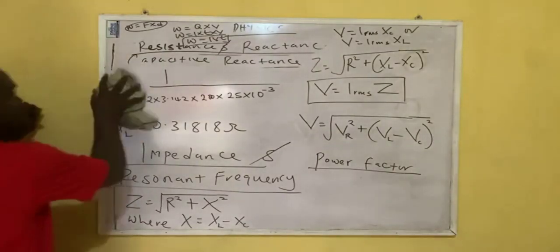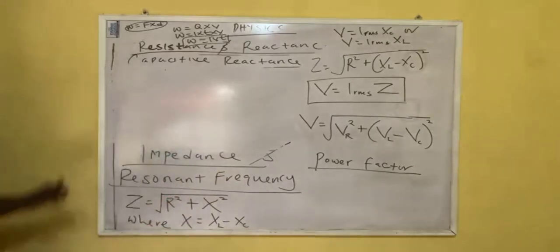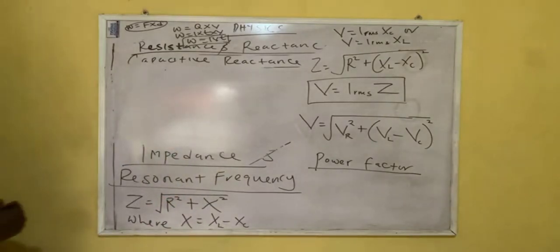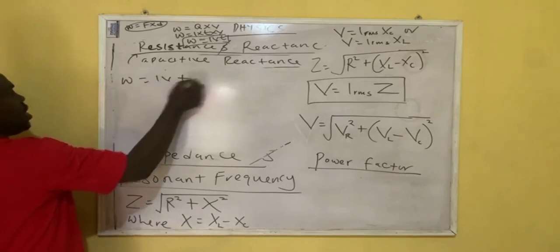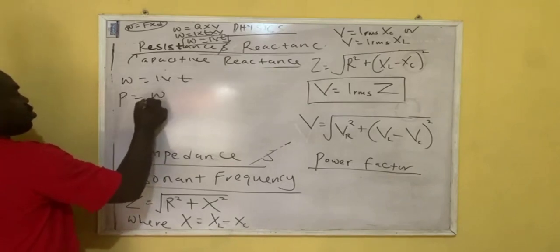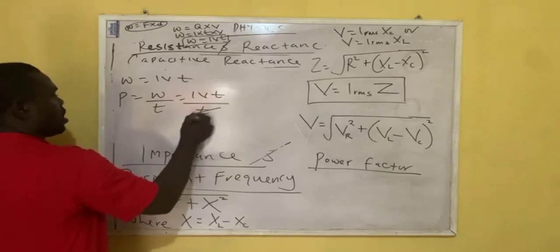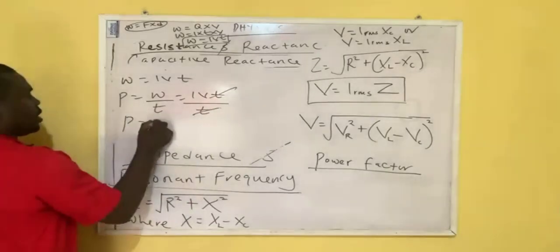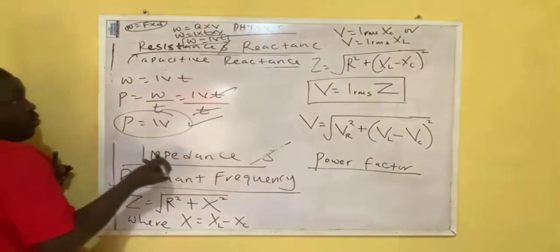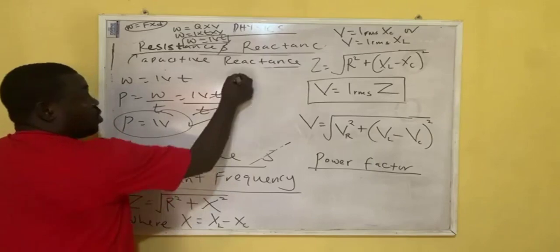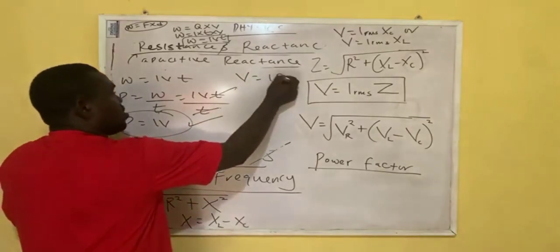let me wipe this part of the board. If IVT is your work done, I know that my power is work done over time, which is IVT over T. Cancel, cancel. Power is IV. So you have this as your power. And of course, from Ohm's law, I know that this is this.